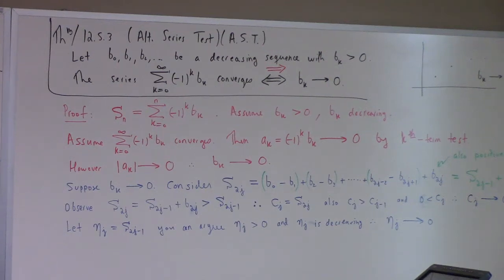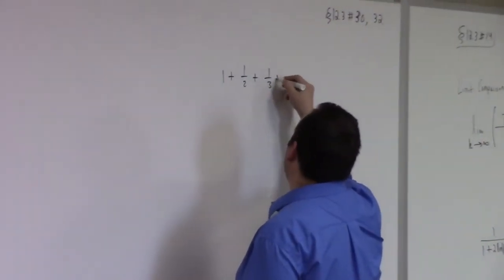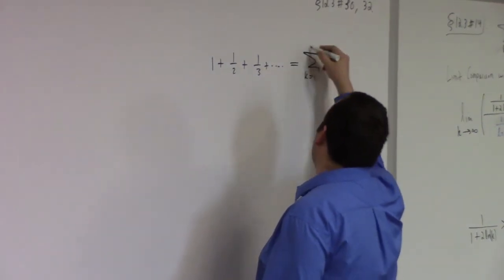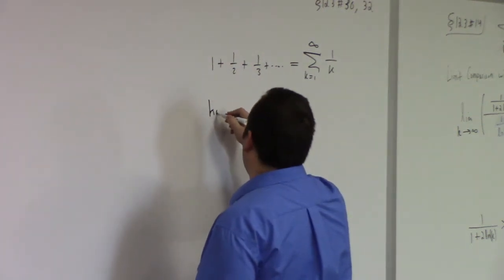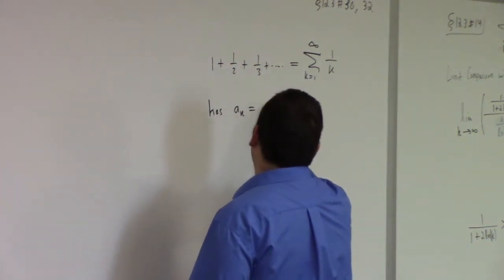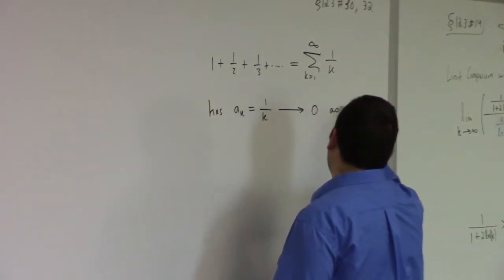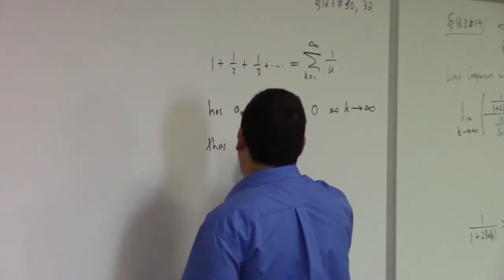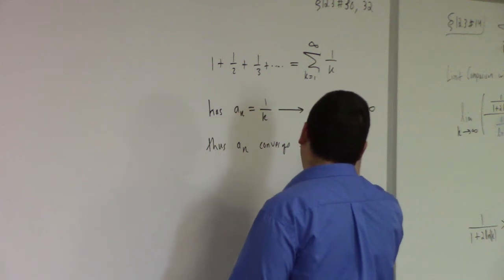Check this out. 1 plus 1/2 plus 1/3 plus ... right? In other words, that's the sum from k equals 1 to infinity of 1 over k. Has a_k equal to 1 over k. Clearly, that goes to 0 as k goes to infinity. Thus, a_k converges. Therefore, convergent, right?